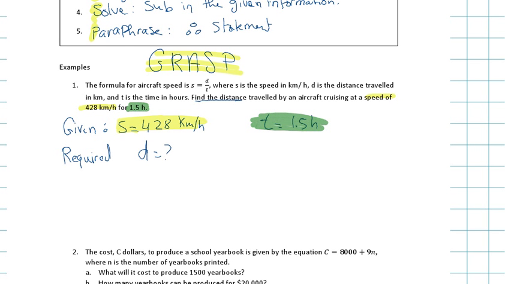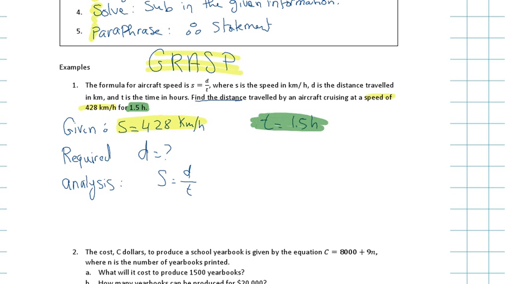So I have the given. I know the required. What am I looking for? What's the formula I'm using? They only gave me one formula. What is it? S equals D over T. So I have to write that in my analysis. Okay? So analysis is S equals D over T. So in your analysis, that's all you're doing, writing down the formula that's given to you.